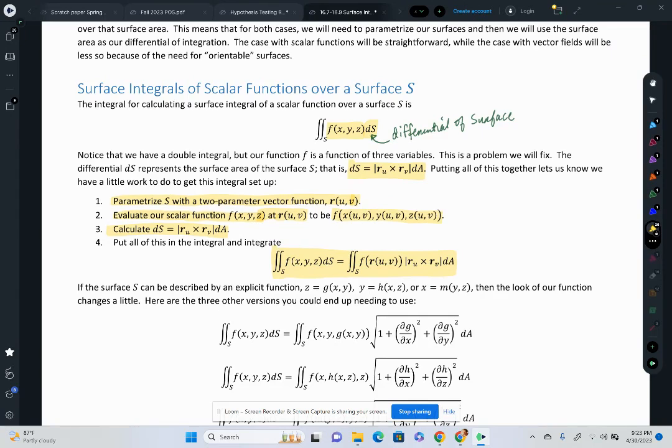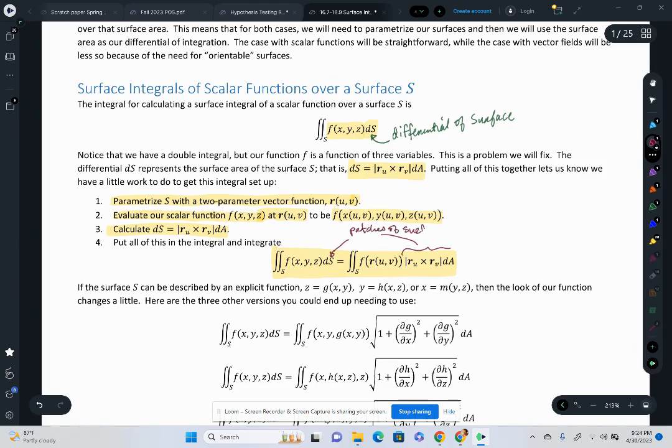And I keep saying d big S because we just got done working with line integrals, and we were dealing with d little s. And so we need to be able to know the difference between the two. So with d big S, remember it's little patches of surface area, right? And so dS and the magnitude, those are both little patches of surface area.